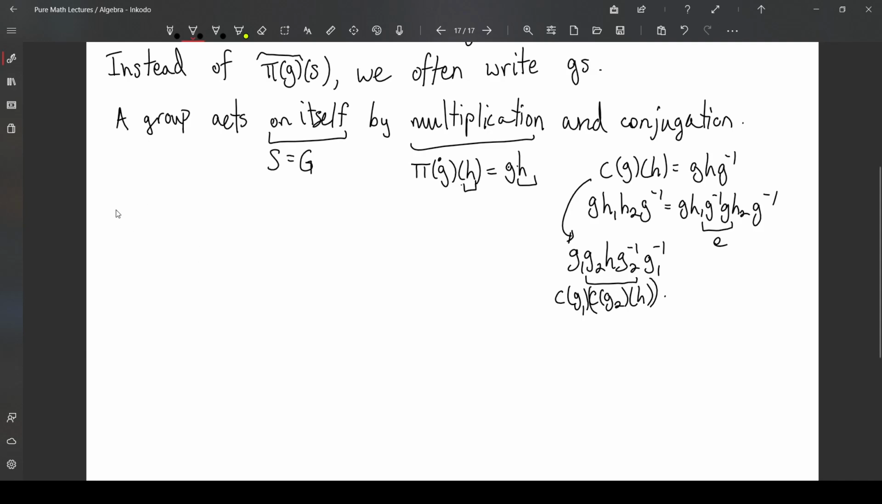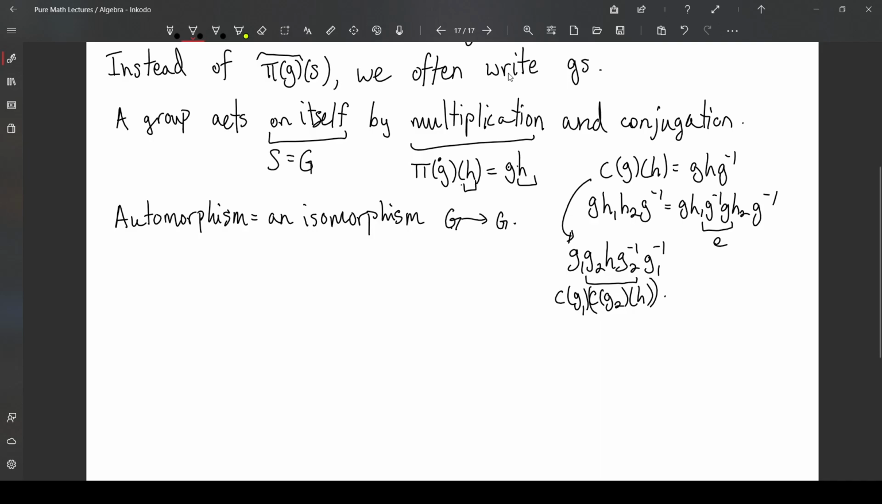And so we call this an automorphism, which is just an isomorphism from a group to itself. So obviously there's always the quote-unquote trivial automorphism, which is just sending each group element to itself.